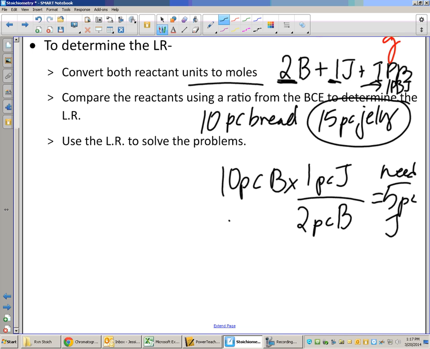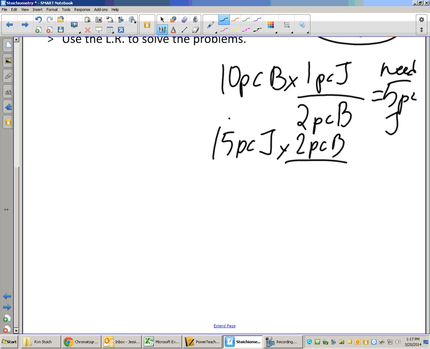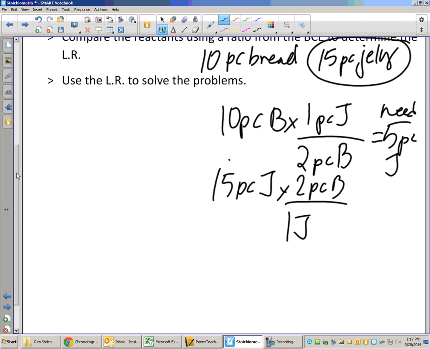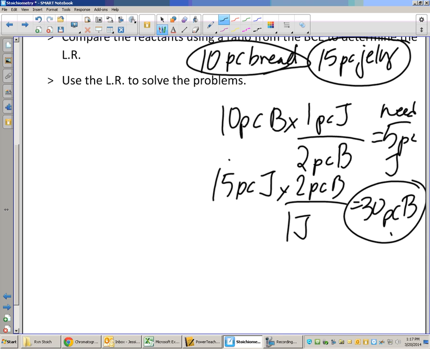So I can double check this. I have 15 pieces of jelly. What's my ratio? 2 pieces of bread per 1 jelly. And so I would have needed 30 pieces of bread to complete my transaction of making sandwiches, right? Did I have 30 pieces of bread? No, I only had 10. So who's my limiting reagent? Bread. Okay, can you understand that example all the way?